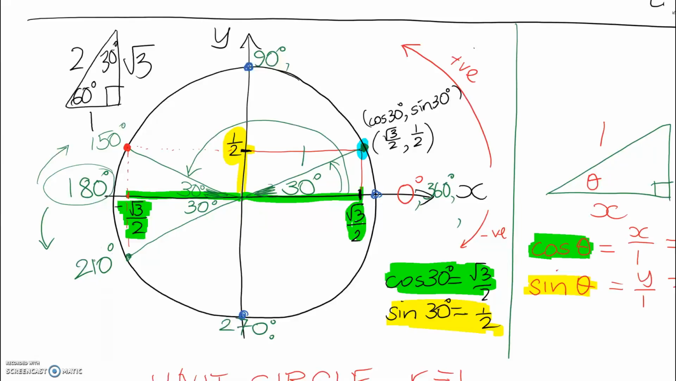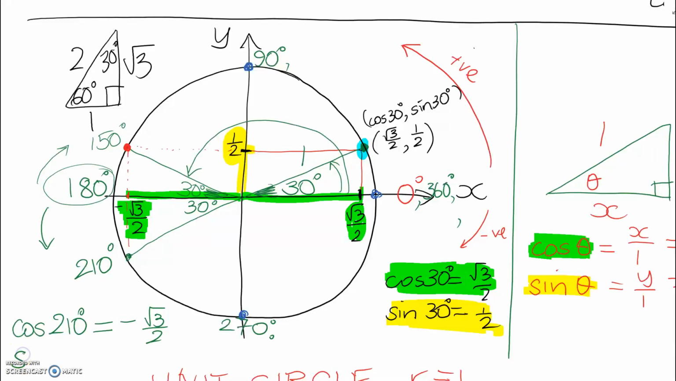What do you think cos of 210 is? Well, cos is the x-coordinate. So cos of 210, it's actually minus root 3 on 2.